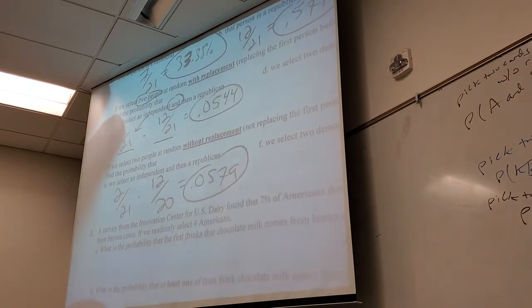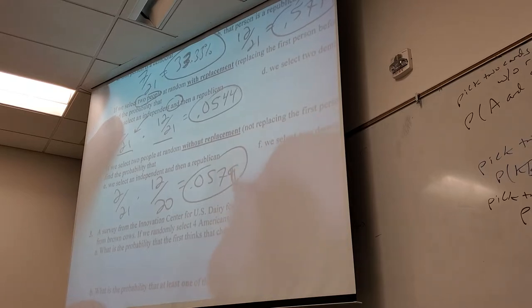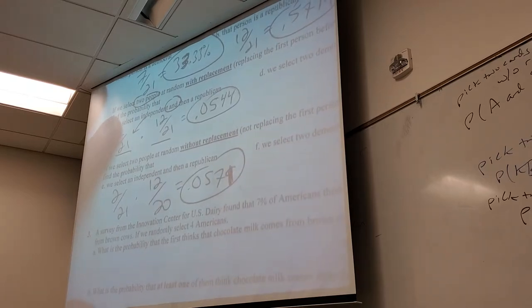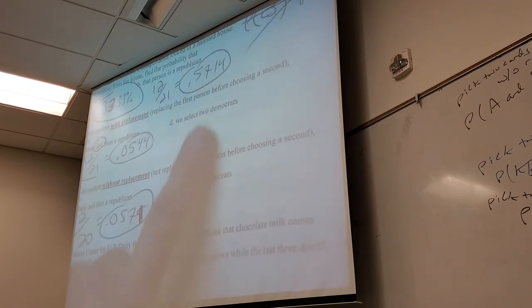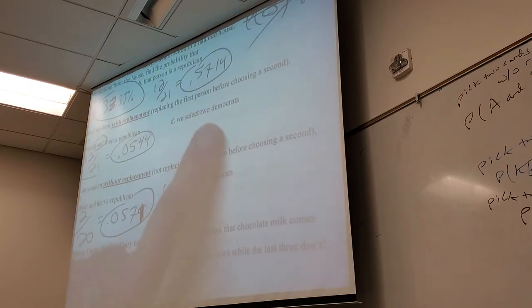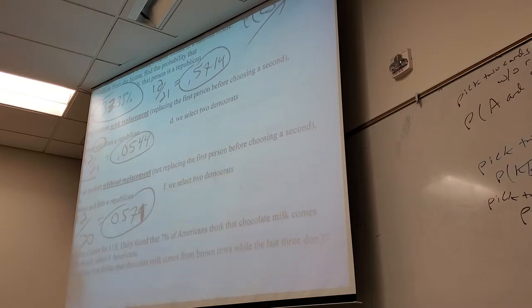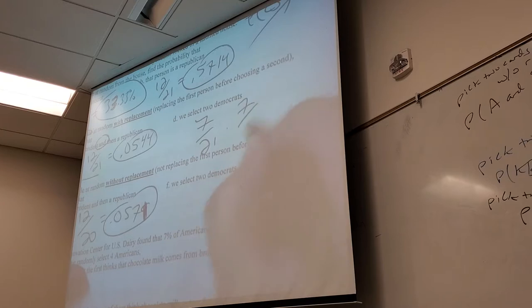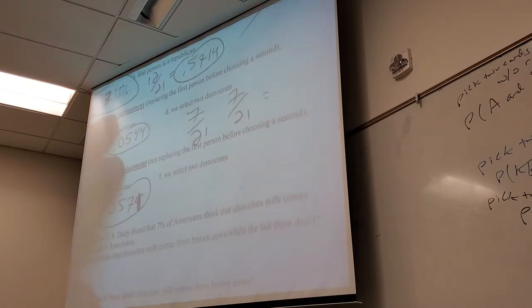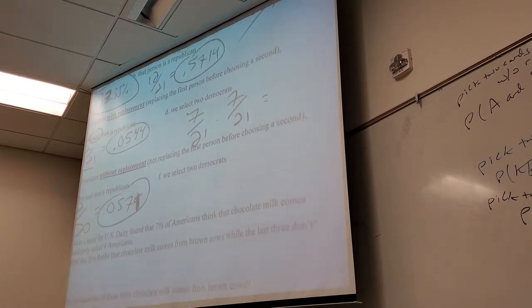0579. 0579? 71. All right, now let's do this one up here. We're back to with replacement. So they're both going to be the same probability. Let's probably get a Democrat. That's right, kids. And then what? And then that? Yeah.